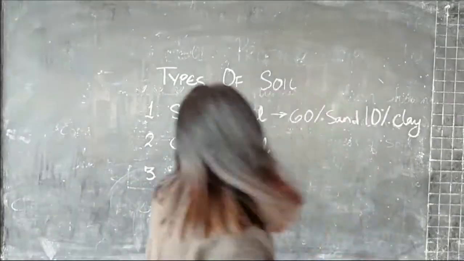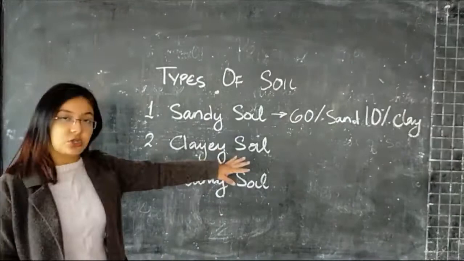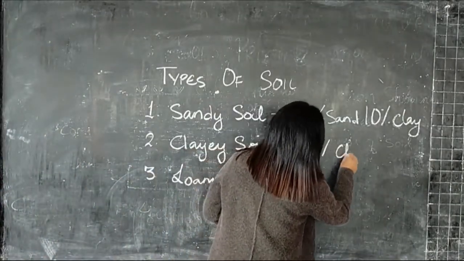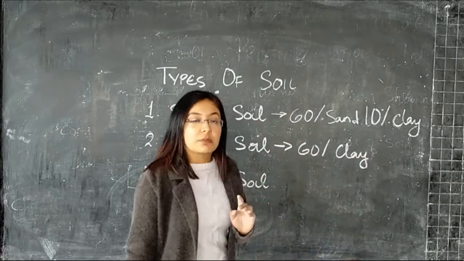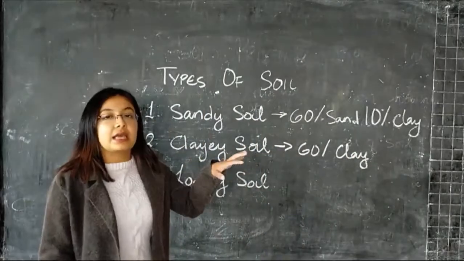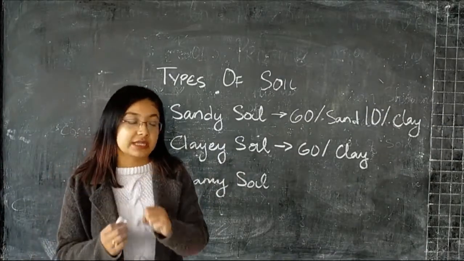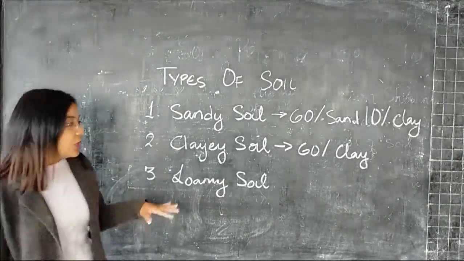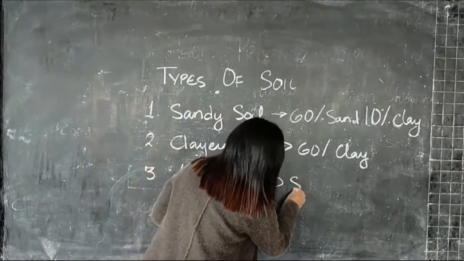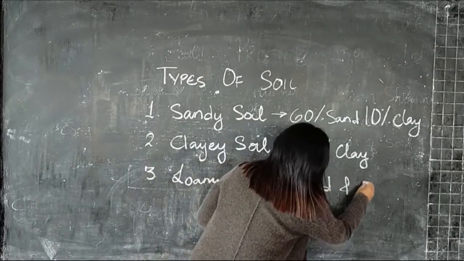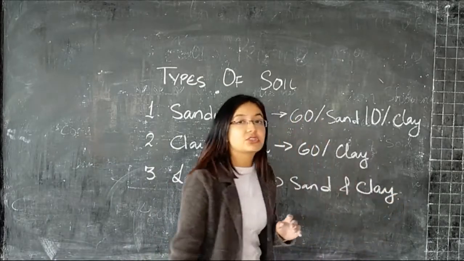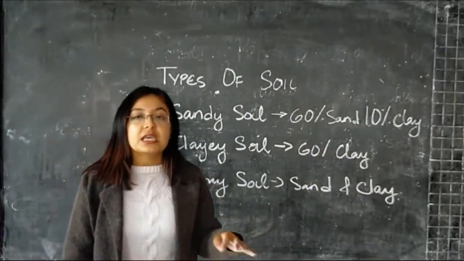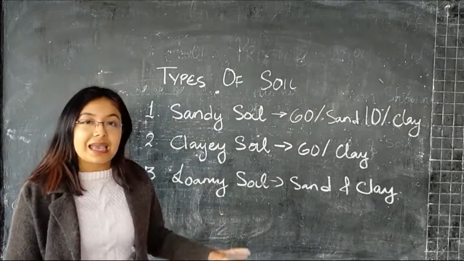Now let us talk about the second type, that is the clayey soil. Clayey soil is made up of 60% of clay. When we talk about the clayey soil, the soil can hold moisture. That means they are moisture retentive. When we talk about the third type of soil, that is the loamy soil, loamy soil is made up of sand and clay. It's a mixture of sand and clay. The loamy soil is very good for farming and gardening.